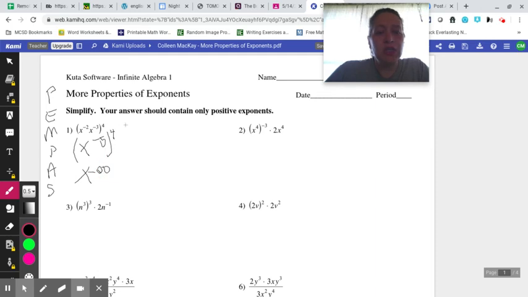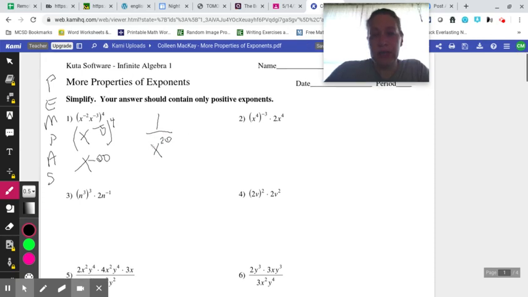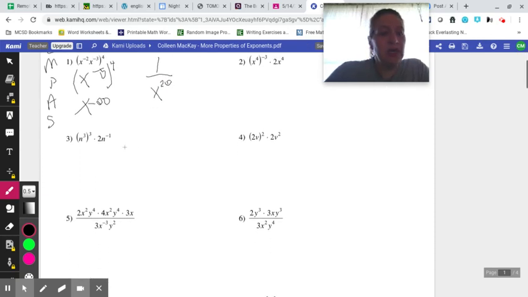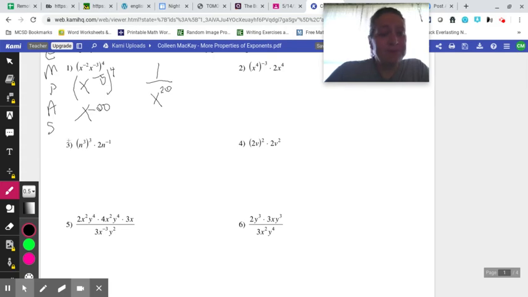Okay, so our directions say we should only have positive exponents. So to get rid of the -20, all I'll do is put it in the denominator position. Okay, so our answer is 1 over x to the 20th. Okay, so let's go ahead and look at number 3.